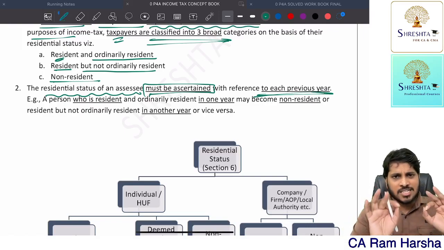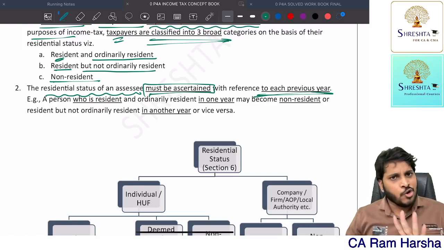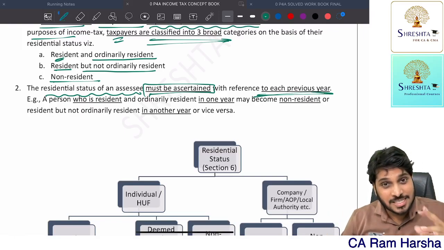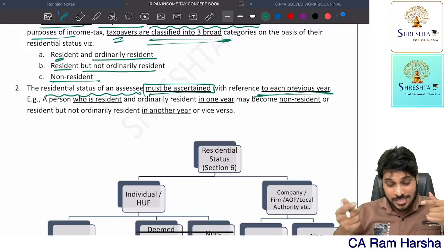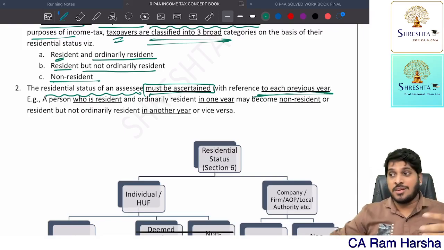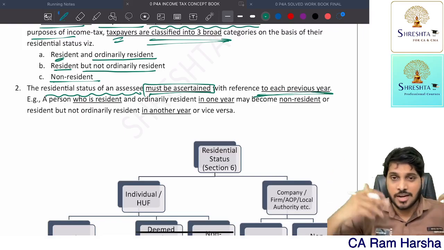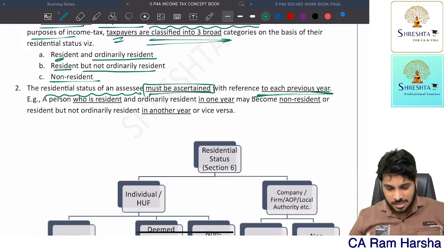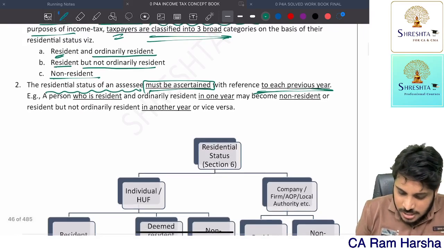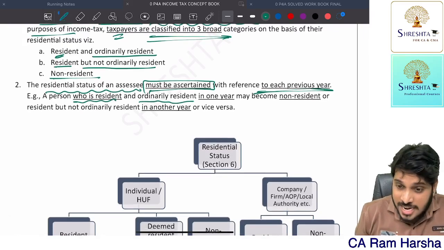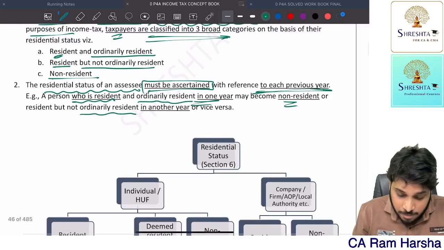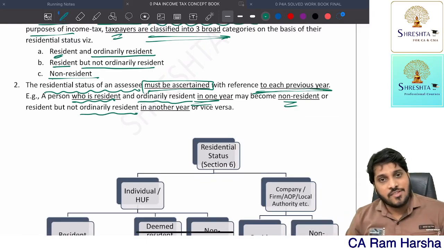Sir, a person is a resident in 1 year. Is he resident forever? No. For every year we need to check. Remember, residential status is different from citizenship. I told you, residential status is there in India, there in America, there in Ukraine, there in Russia, there in China, there in Japan. Everywhere it is there. Getting it? So a person who is resident and ordinarily resident in 1 year may become non-resident in another year, or may become not ordinarily resident in another year. Who knows?